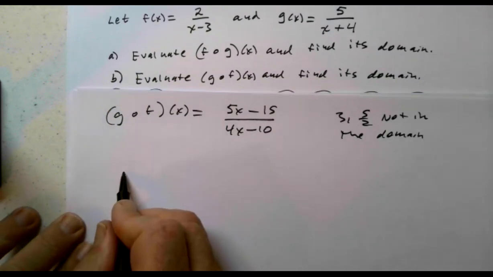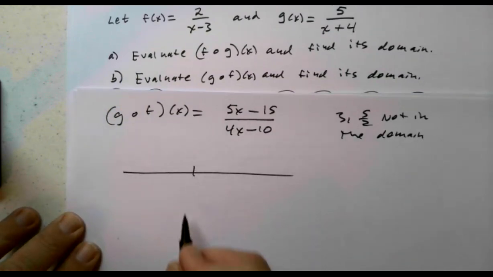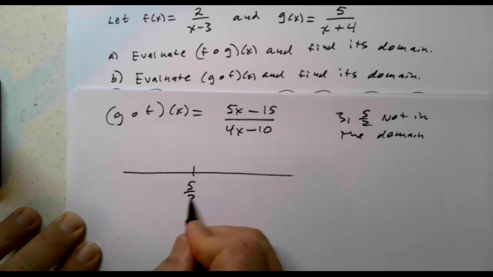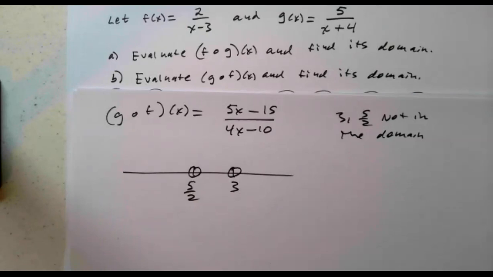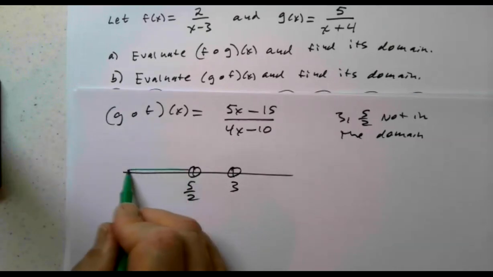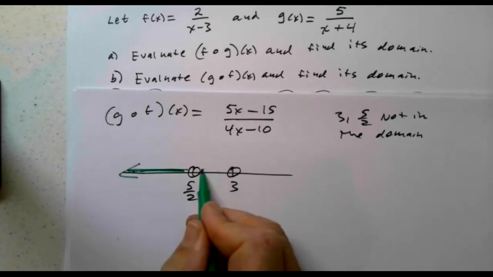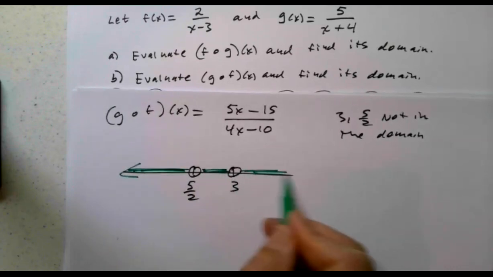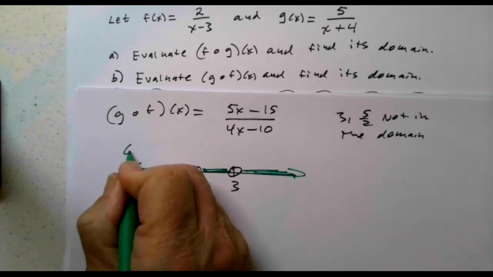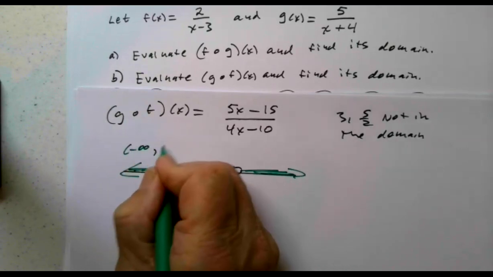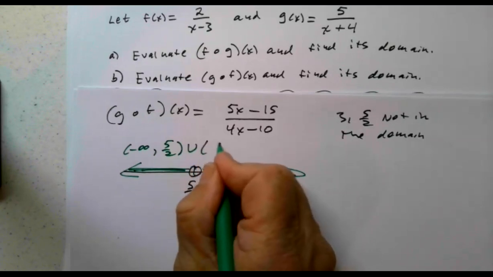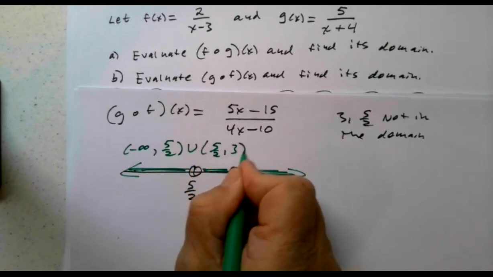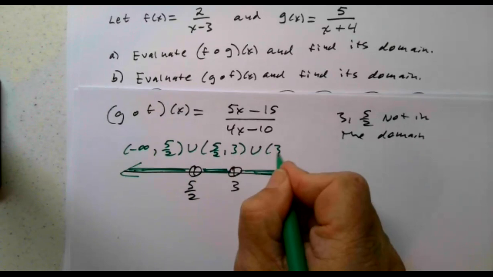So knowing that, 5/2 is before 6/2. There's 5/2. There's 3, very close to each other. So my domain would include these 3 intervals: negative infinity to 5/2, union 5/2 to 3, union 3 to infinity.